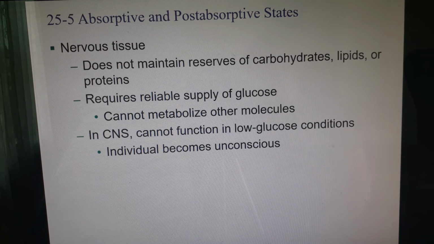Nervous tissue, your brain and spinal cord, and all those nerves running through your body do not maintain any reserves of carbohydrates, lipids, or proteins. And your brain can only run on glucose. So when you start running out of glucose, you will only use it in your brain, and that's when your body will switch gears and start burning fat reserves for the rest of your body. In a low glucose condition, you will become unconscious.